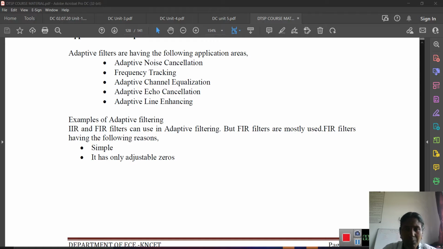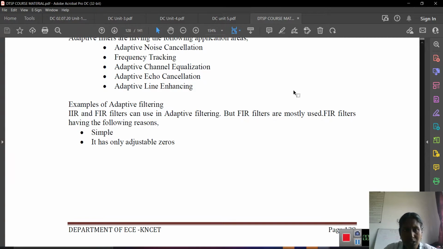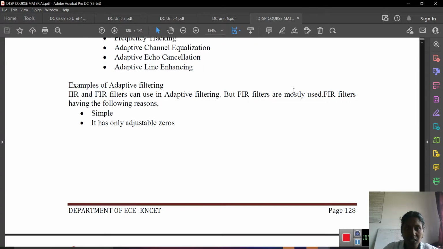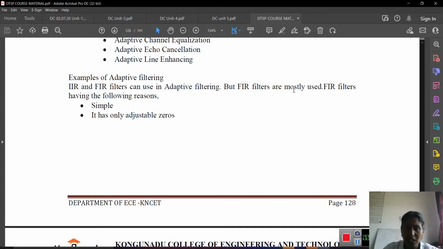We have multiple applications of DSP. Here, the most supported are adaptive filter based applications: adaptive noise cancellation, frequency tracking, adaptive channel equalization, adaptive echo cancellation, and the adaptive line enhancing technique. IIR and FIR filters can both be used in adaptive filtering, but FIR filters are mostly used, for the following reasons: they are simple, and they have only adjustable zeros.